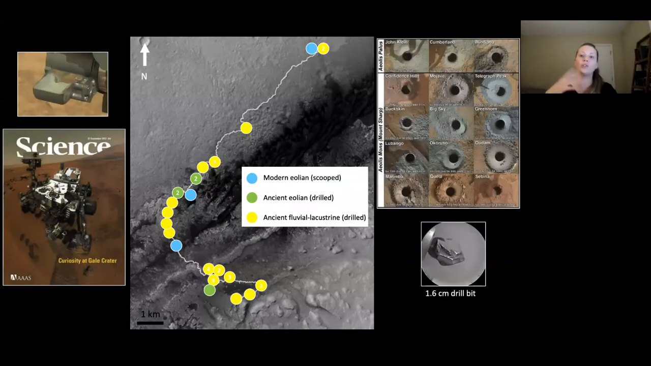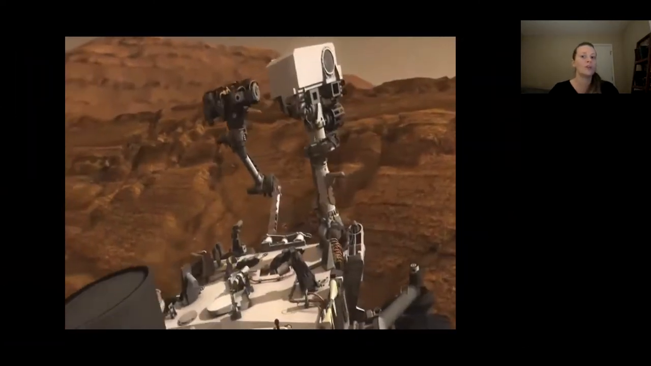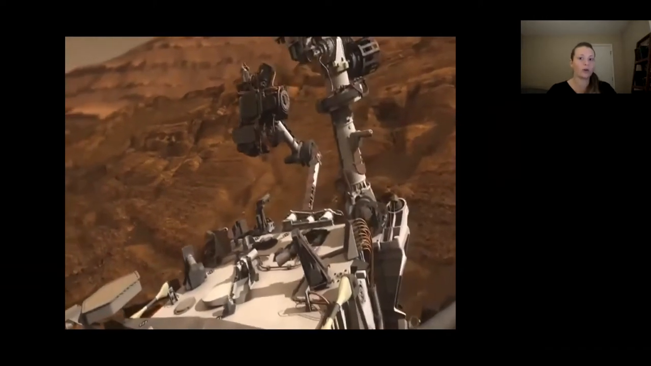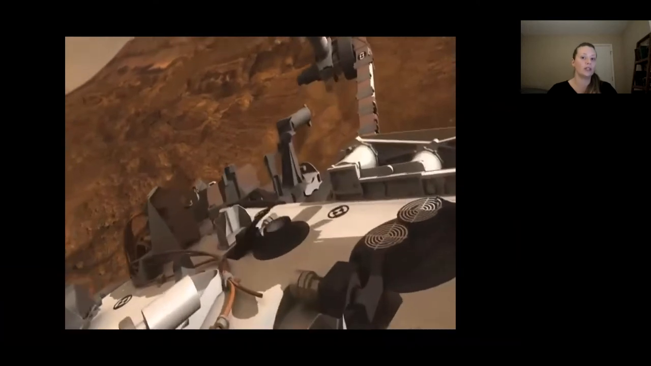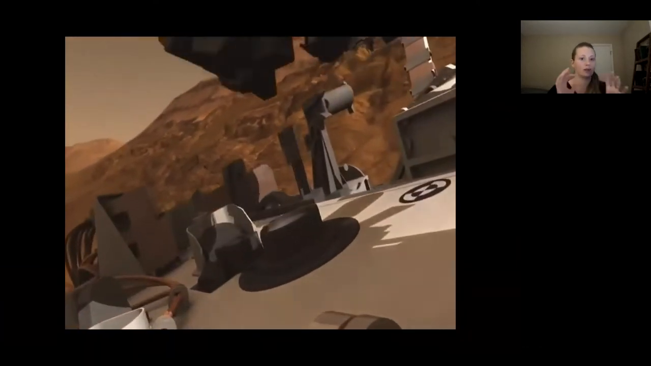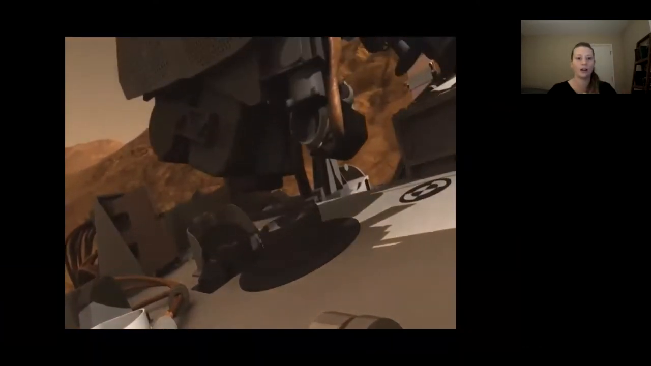And we sample in two ways. One is by scooping up loose sediment, as you can see here on the left, and the other is by drilling rock and scooping up the drill fines, which you can see what that looks like there on the right. Once we've scooped up the material, we can use the rover's arm to deliver it to the CheMin instrument inside the body of the rover. We only need a small amount of sample, about the amount of a baby aspirin, as you can see there in the video. It's just a really tiny bit.